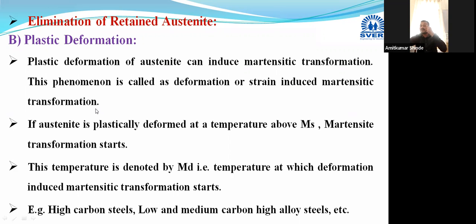The corresponding temperature is denoted by MD, that is, the temperature at which deformation induced martensitic transformation starts. This D stands for deformation. And the examples: high carbon steels, and the low and medium carbon high alloy steels.